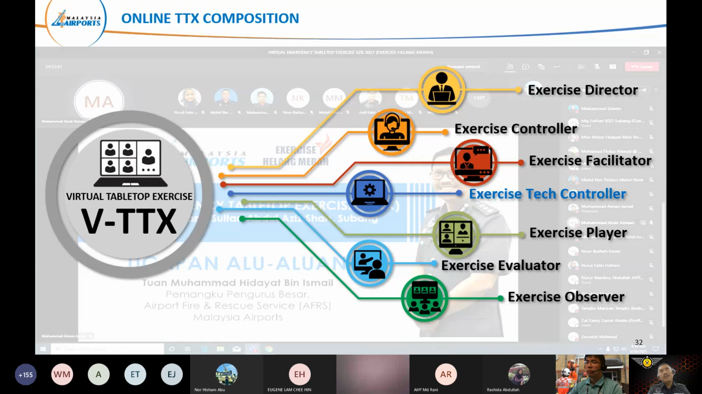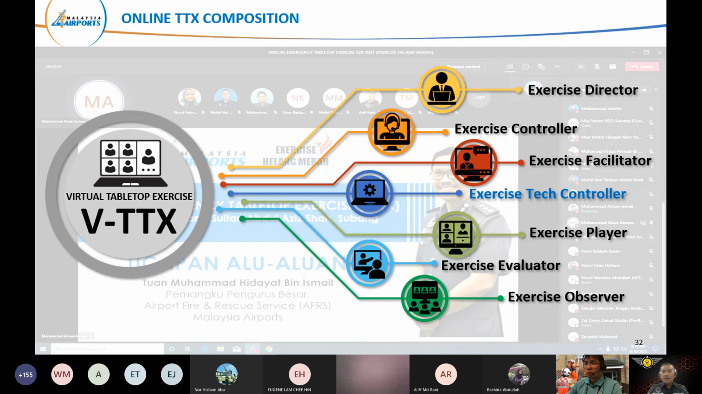we have three controllers managing the slide presentation, managing the player, managing the chat response in the chat group. So we need a few controllers to run the exercise smoothly.